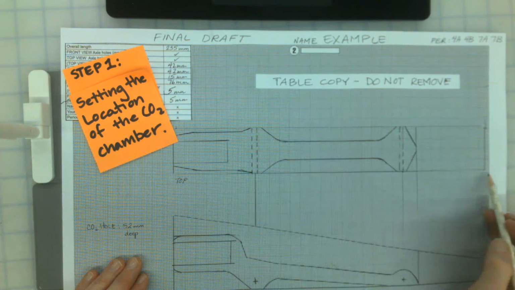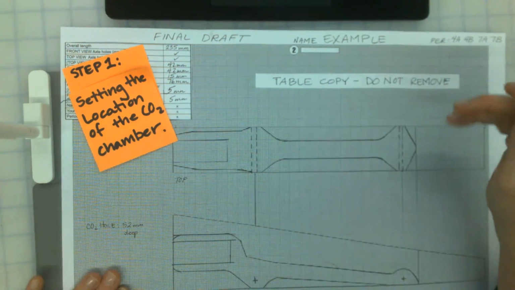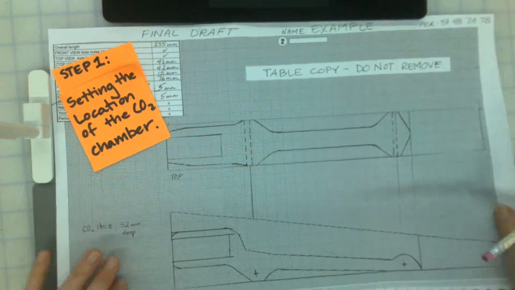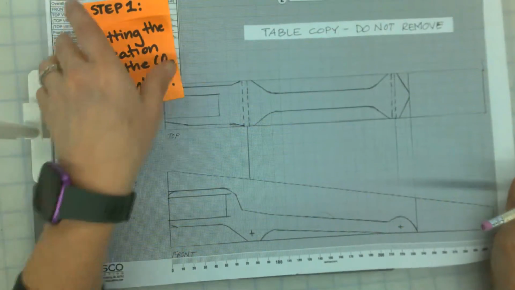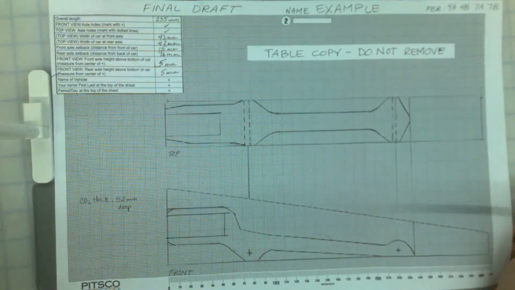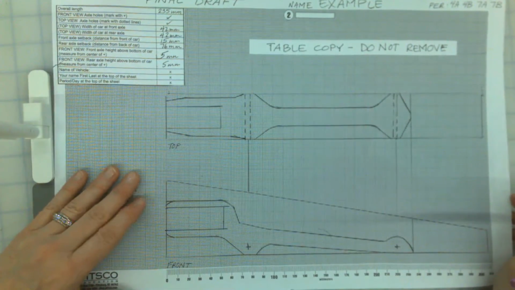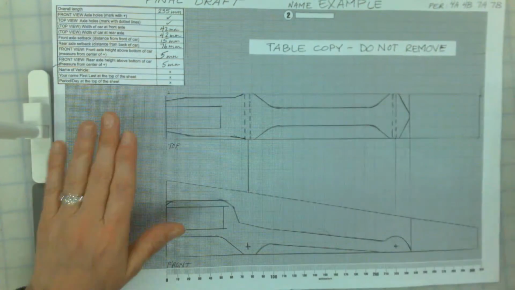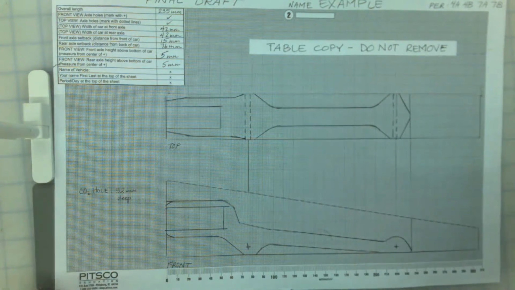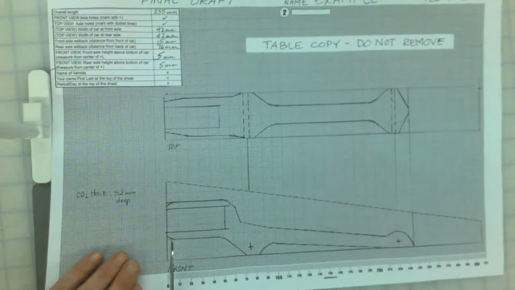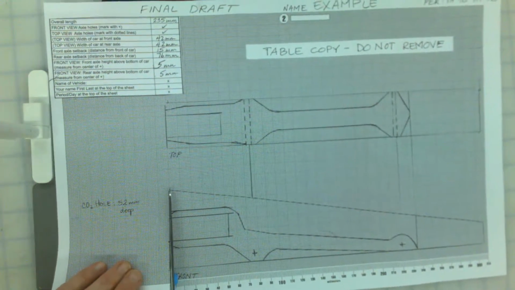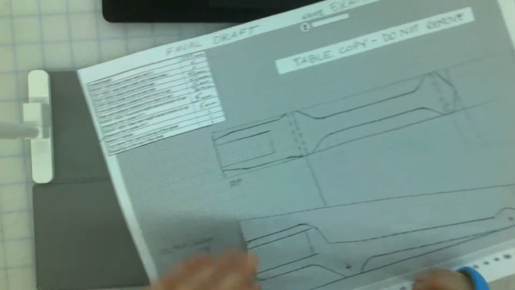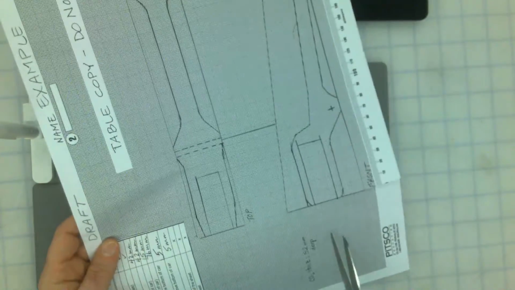your final draft. If I made any comments like parts of it are too narrow or too close to the bottom, or the axle holes are too close to the bottom, you need to make those changes before you start. But my final draft is perfect. So I'm just going to be cutting out the whole outline of the entire block. And then I also need to cut out the CO2 chamber.